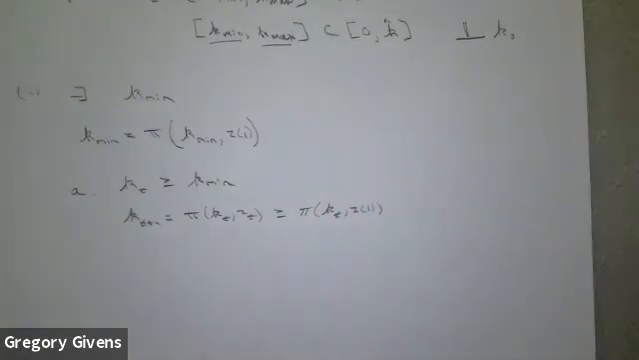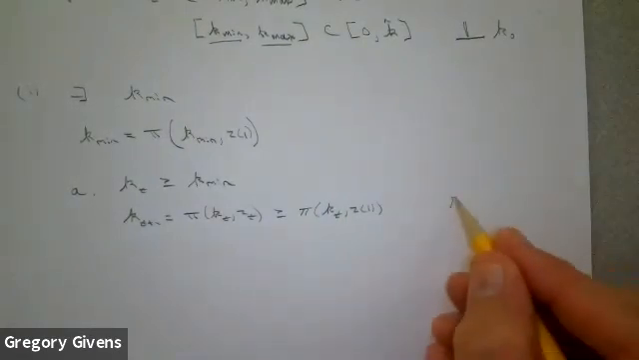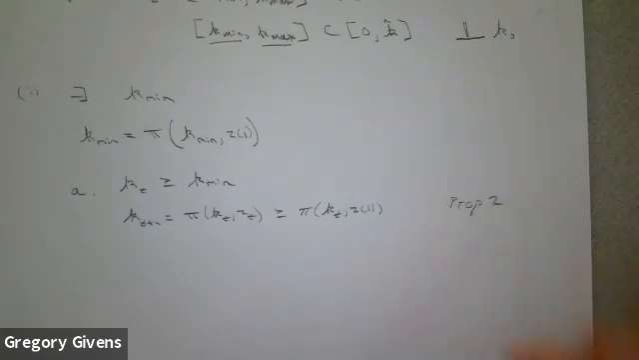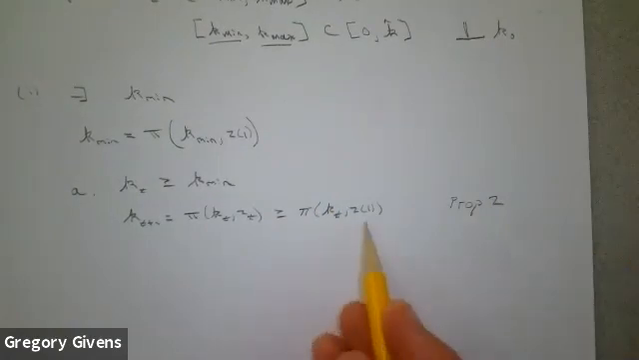Why do we know that? Why is pi of ZT bigger than or equal to pi of Z1? Prop 2. The policy function is increasing in both the capital stock and the technology shock. That's what we did in the last class, okay?